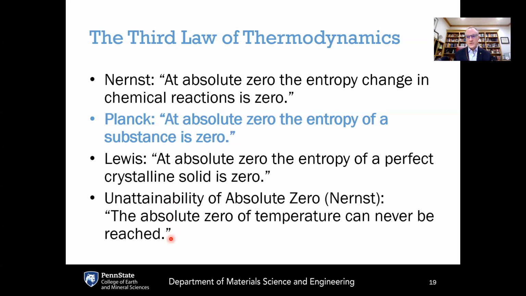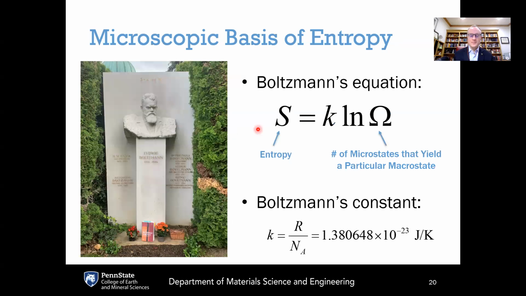Another statement of the third law, which is really a corollary of the third law, is due to Nernst, and that is the absolute zero of temperature can never be reached because, in principle, you'd have to have it in a system in contact with another system with negative temperature to extract everything out, and that is unobtainable. But the most fundamental statement of the third law, the one that I hope you will all remember, is the statement due to Planck: at absolute zero, the entropy of a substance is zero.